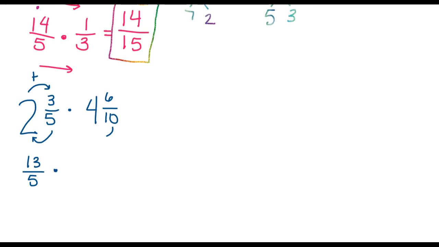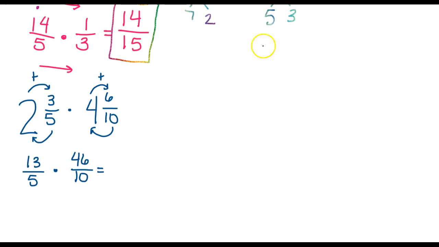And now we have to do the other one. So we start with 4 times 10, which is 40. Good. Then we're going to add in our numerator, so it's 6. So it's 46 over 10. Now we have to multiply. Okay. So I'm going to multiply 46 and 13.